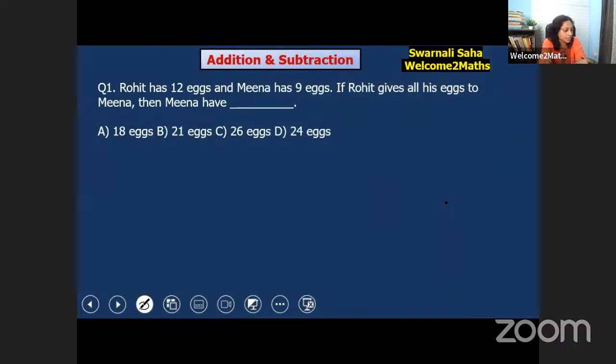So the first question is, Rohit has 12 eggs and Meena has 9 eggs. So if Rohit gives all his eggs to Meena, then how many eggs does Meena have? Yes. Let's see how many of you have given the answer. 12 and 9. So the answer would be 21, because 12 plus 9 is 21. So B is the answer.